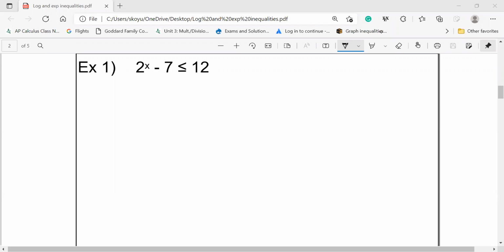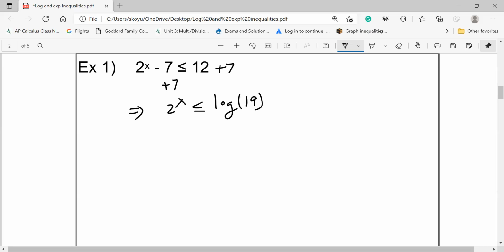Okay, so first we have to isolate the exponential, right? That's how we were working with the exponential equation. So I will just add 7 to both sides. Less than or equal to 19. I'm sorry, not log, you just have 19. This is just 19.